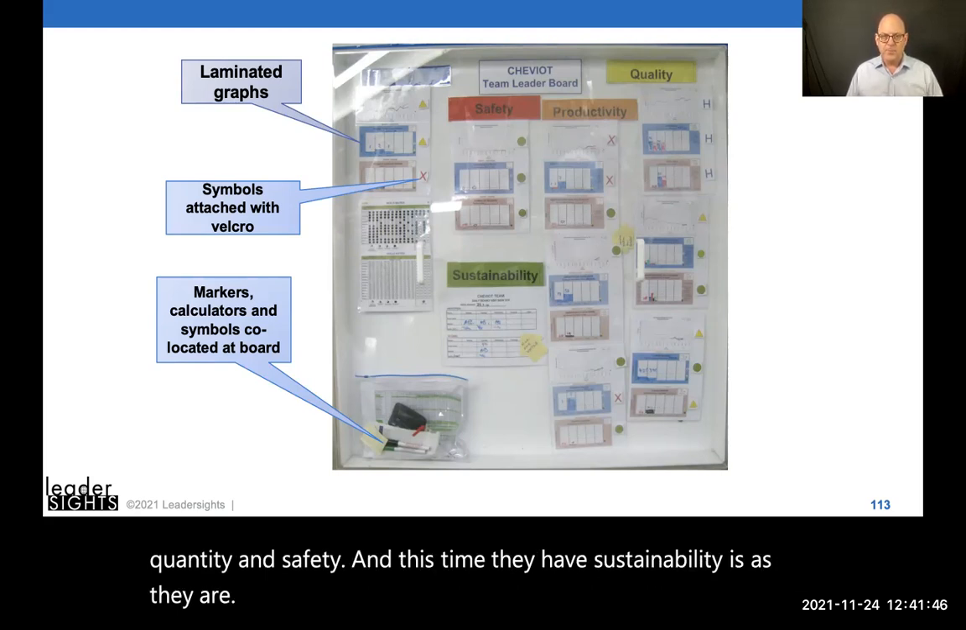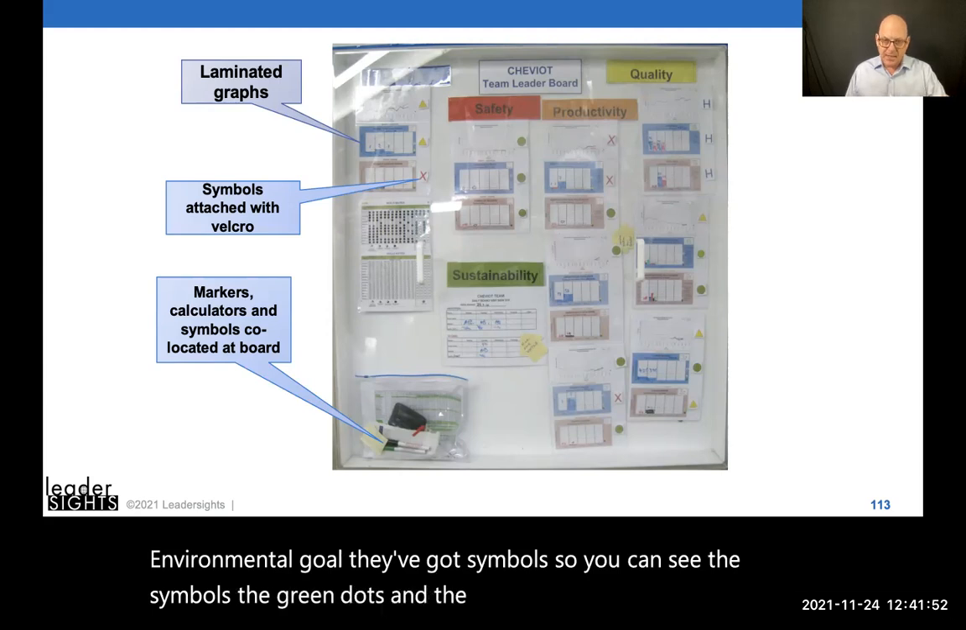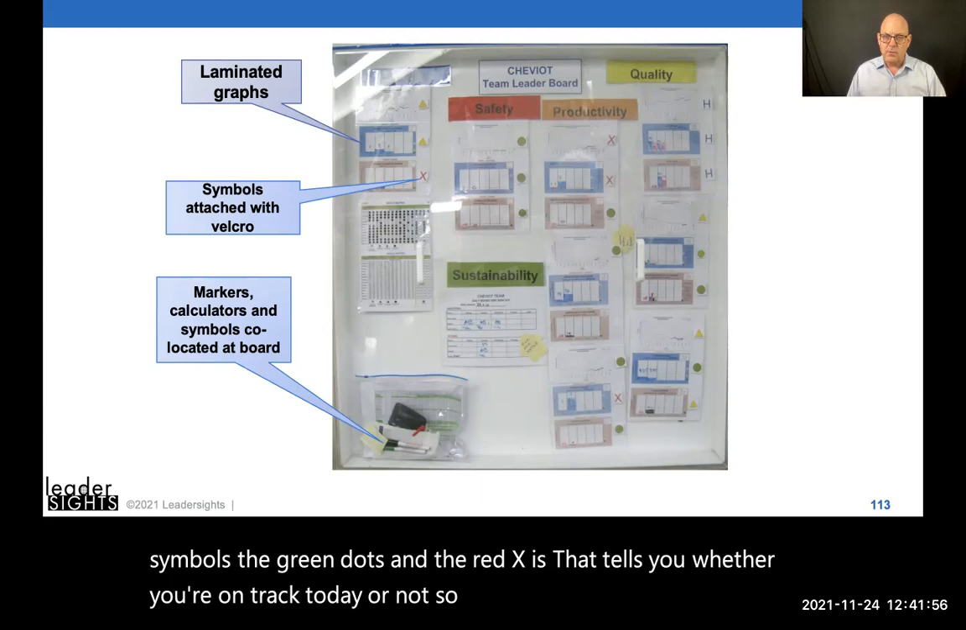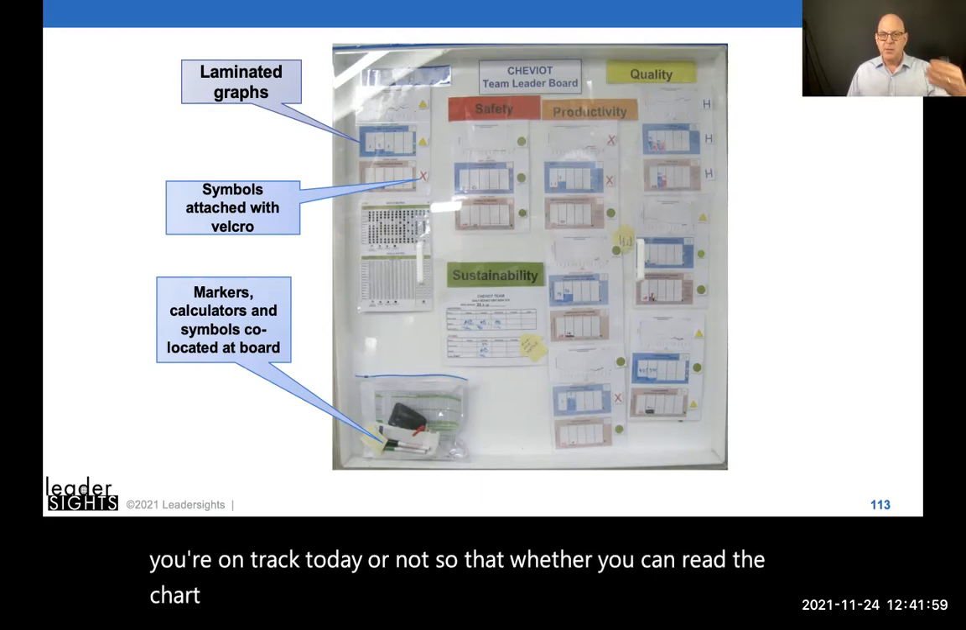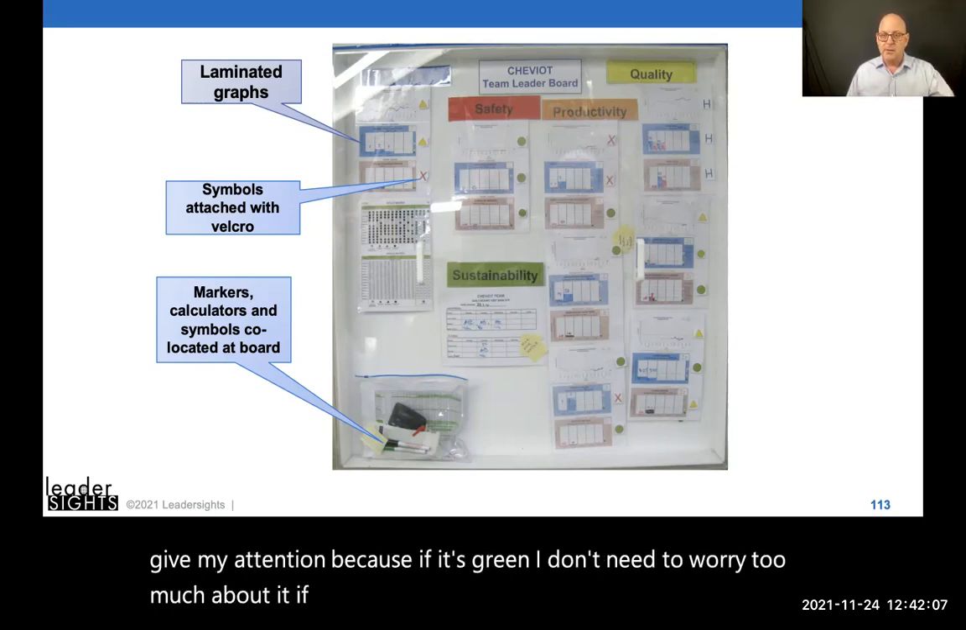So they've got symbols, so you can see the symbols, the green dots and the red X's. That tells you whether you're on track today or not. So that whether you can read the chart is secondary. I can glance up and I can see where I need to give my attention, because if it's green, I don't need to worry too much about it. If it's red or yellow, I need to maybe focus on it and provide some resources to that team.